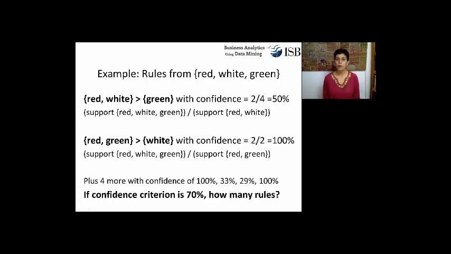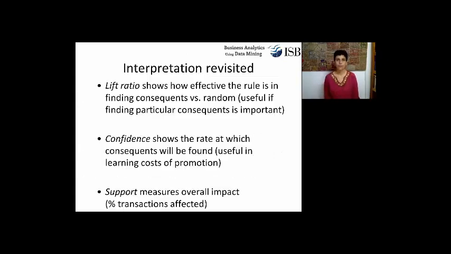There are going to be 4 more rules for these particular 3 colors, and if you do the computation, you'll find that they have confidence of 100%, 33%, 29%, and 100%. So if I set a threshold of 70% confidence, how many of these rules would qualify? Well, the 100% would qualify, 1, 2, and 3, while the others would not qualify.